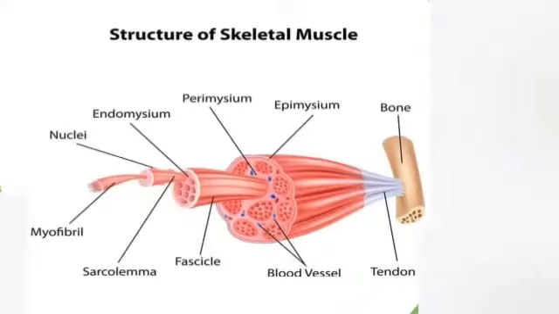Structure of skeletal muscle. Students, as you see in the diagram, this is simply one skeletal muscle that connects with the bone with the help of tendons. So basically, a tendon is an attachment which connects muscles to the bone. When you see it in a microscopic view, as shown in the diagram, it also consists of blood vessels, which provide nourishment to the muscle fibers.